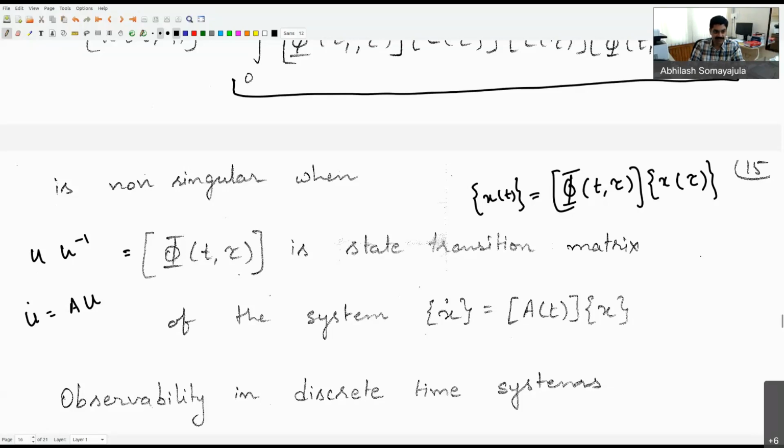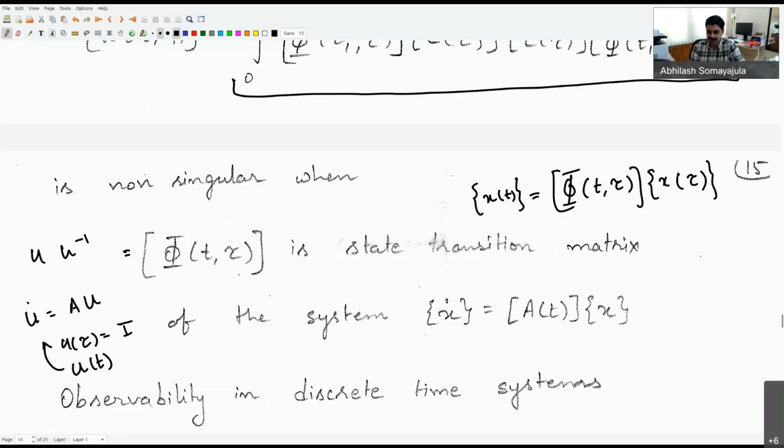Which means that if I choose u of time tau equal to the identity matrix, and I try to evaluate what u of t will be by solving it, I'm basically taking one state at a time and seeing, if I go forward in time, what solution I get. And I formulate that matrix as the u matrix. u times u inverse is giving me the state transition matrix.